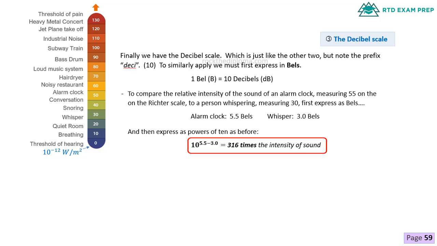So, for example, if we were told that an alarm clock sound measured 55 decibels, then we would consider that as 5.5 bels. If we were told that a person whispering was 30 decibels, then we would call it 3.0 bels. After that, comparing the intensity becomes the same matter of subtracting and using as an exponent on 10. So in this example on the page, we see 10 to the 5.5, that's the alarm clock in bels, minus 3.0, the whisper in bels, gives 10 to the 2.5, which is 316 times more intense.